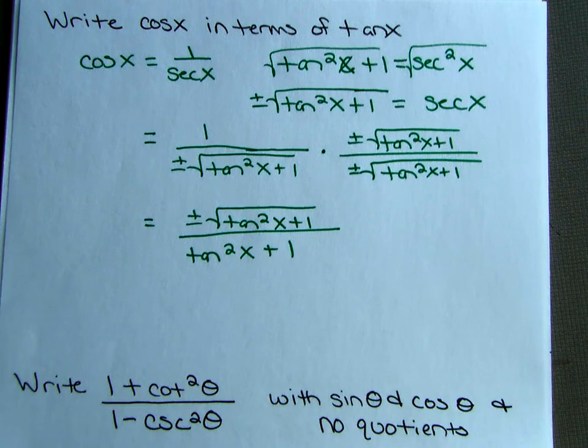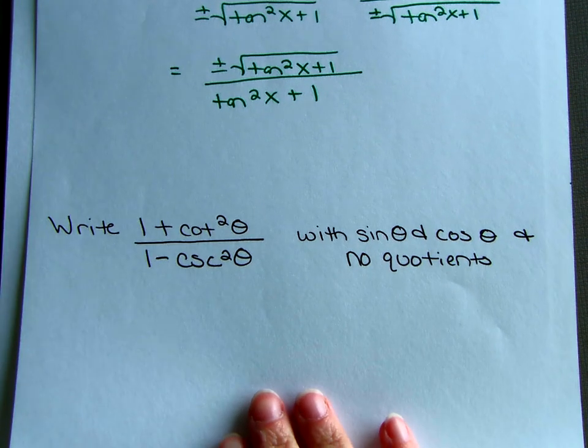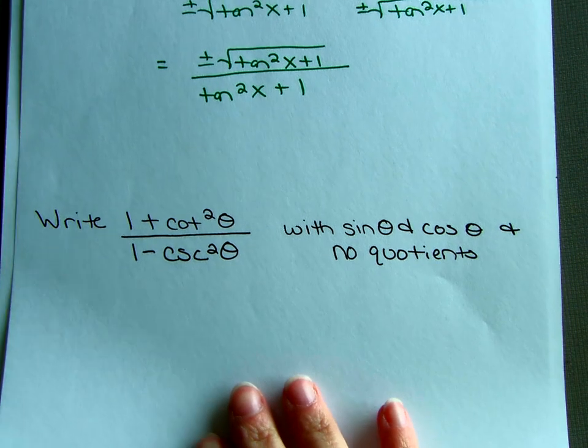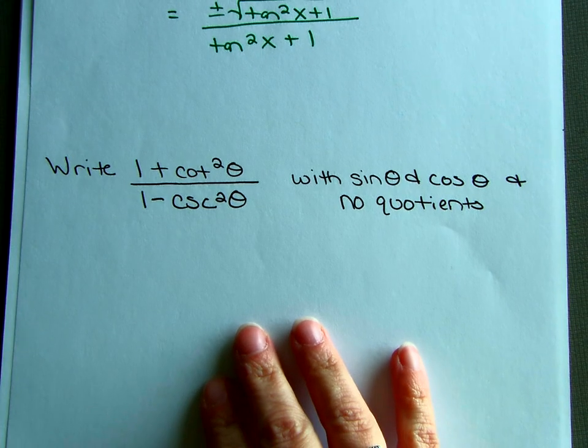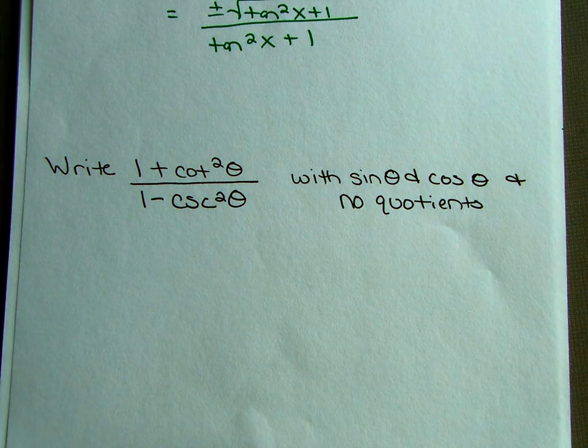All right. Let's look at this one. Write 1 plus cotangent squared theta over 1 minus cosecant squared theta with sines and cosines and no quotients.